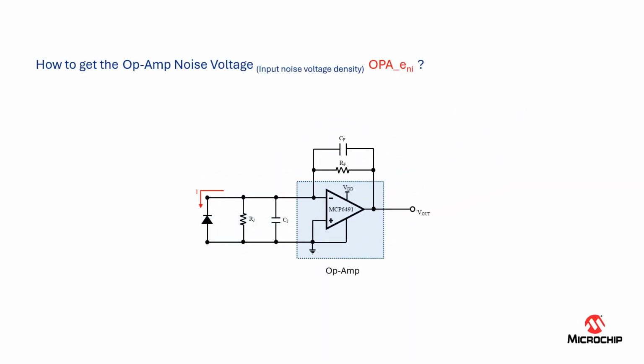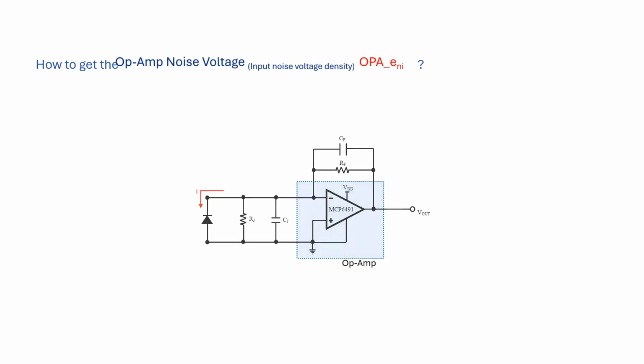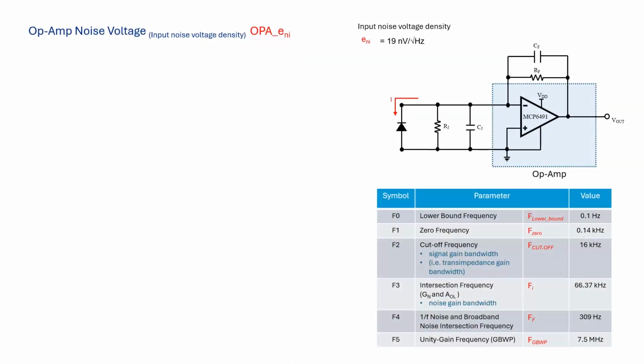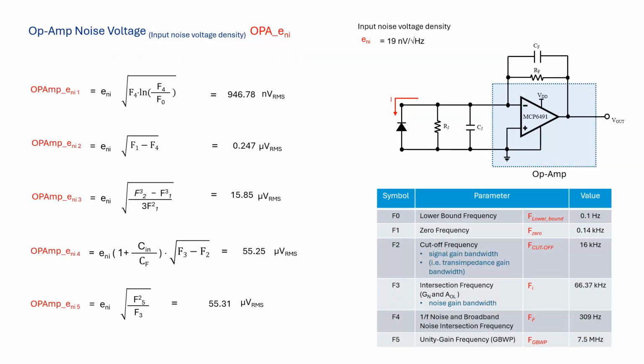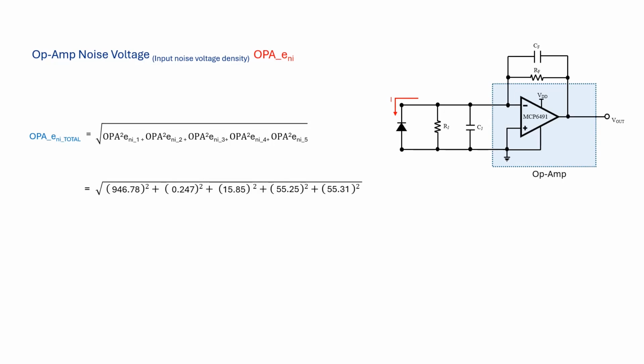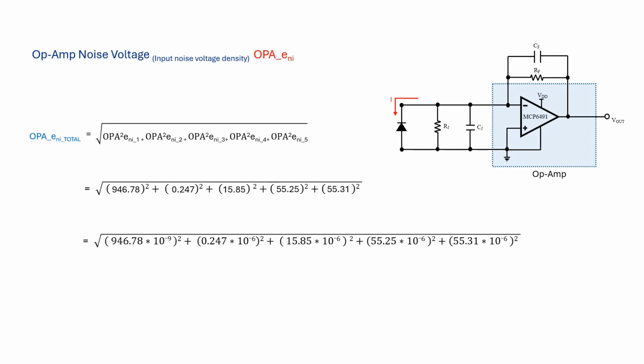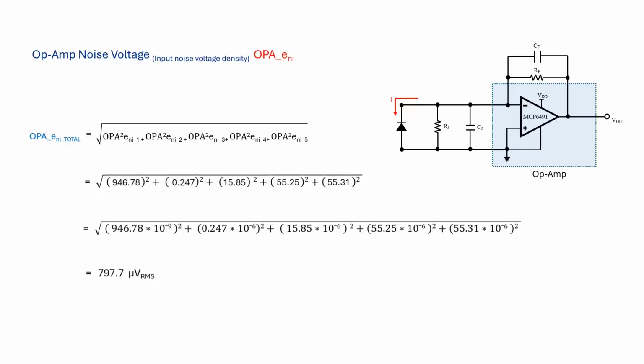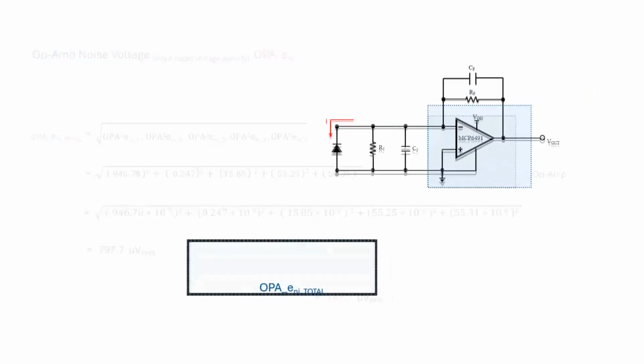Next, let's calculate the op-amp's noise voltage. To do that, we're going to need the table with all the parameter frequencies we previously made. Here we have all the 5 different regions with their formulas. All you have to do is substitute the values that we previously calculated and this value right here that we got from the op-amp's datasheet. Solve the equations and then plug those values into the following equation. The total RMS output noise voltage is 797.7 microvolts.